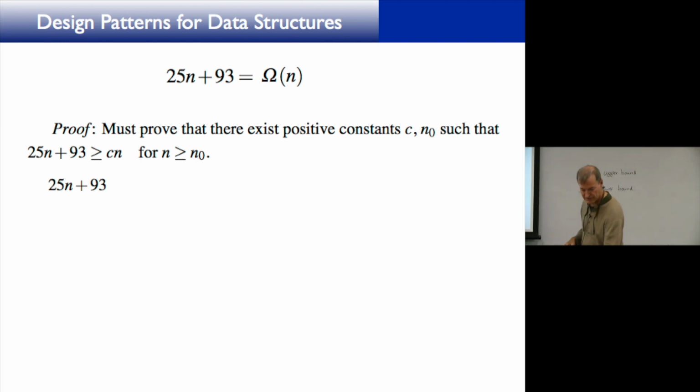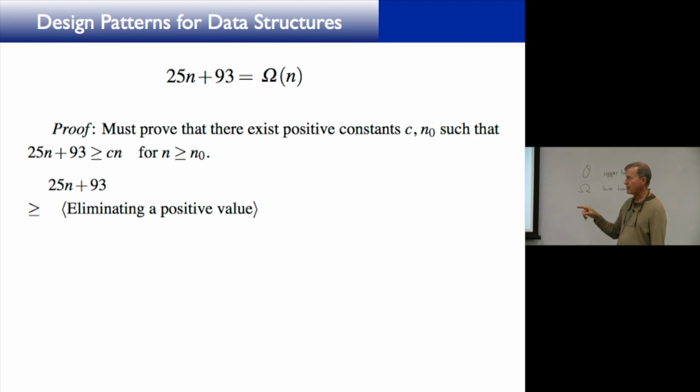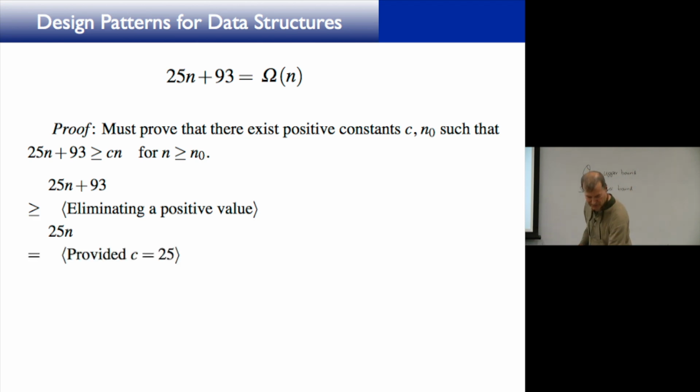So now this is an interesting situation. We can just drop that 93, right? Because isn't it true, because 93 is a positive value, that 25n plus 93 is greater than or equal to 25n? Makes sense? Are we good? But now look, it's already 25n. We wanted to get c times n, so provided that what? So provided that c equals 25, c times n. So now here's an interesting scenario. The thing of it is that we know that c is going to be what?